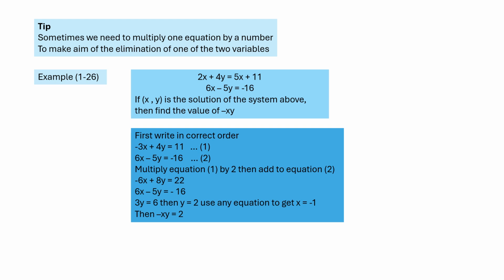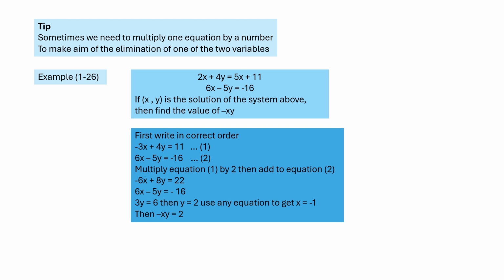Look at the coefficient of x. You can convert one coefficient to the other with the opposite sign. If you multiply the first equation by 2, it will be negative 6x up and 6x down, so you can eliminate them. So multiply the first one by 2: negative 6x plus 8y equals 22. Take care, you must multiply each term in the equation by 2. Write the other one below it, then add the two equations. The x will be eliminated.